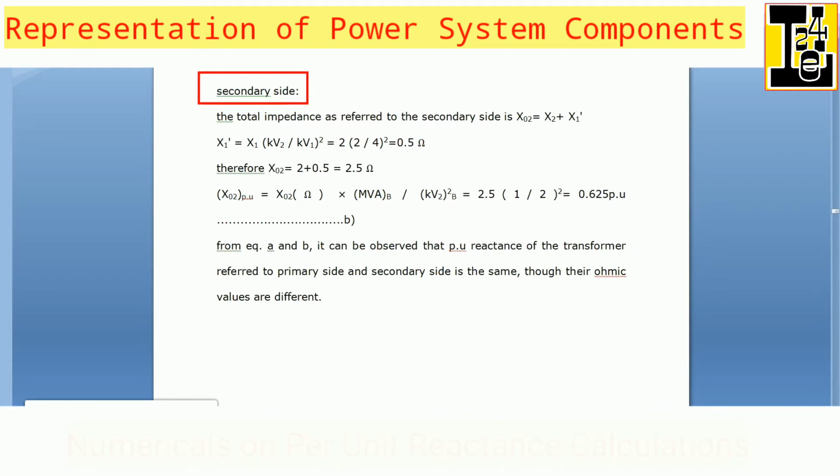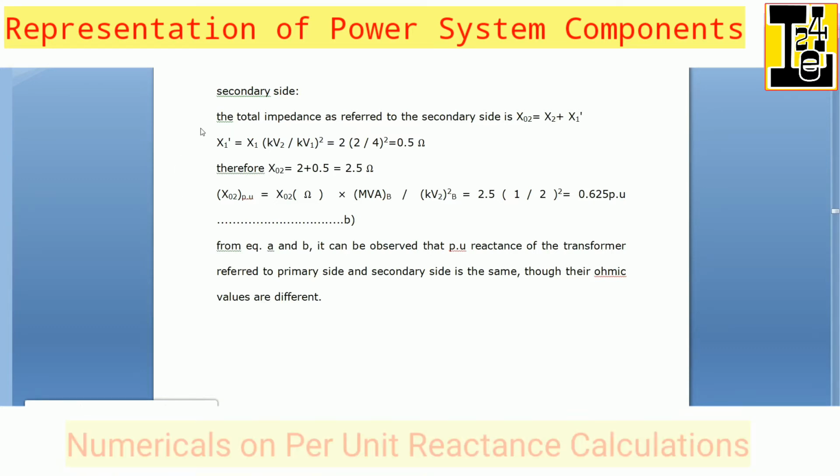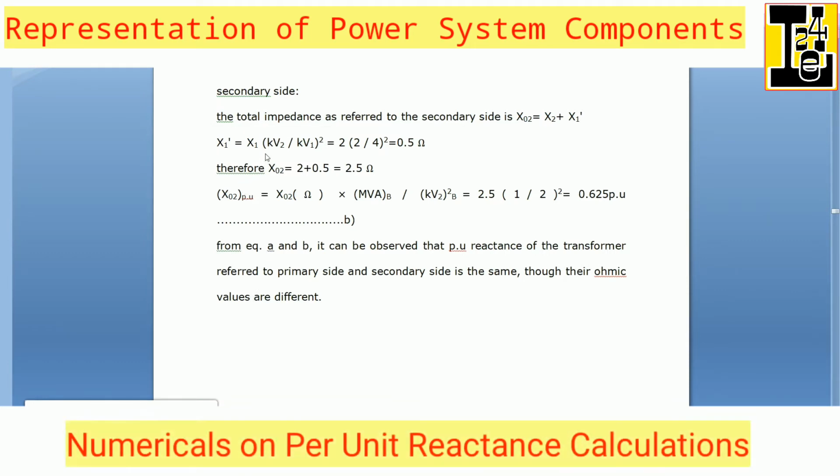The total impedance as referred to the secondary side is X02, that is equal to X2 plus X1 dash. X1 dash is equal to X1 into bracket kV2 divided by kV1 whole square. So the value of X1 dash is 0.5 ohm. Therefore the total reactance referred to the secondary side X02 is equal to 2 plus 0.5, which is equal to 2.5 ohm.